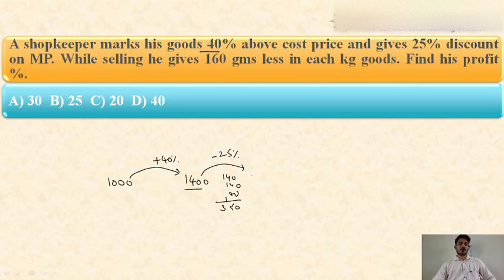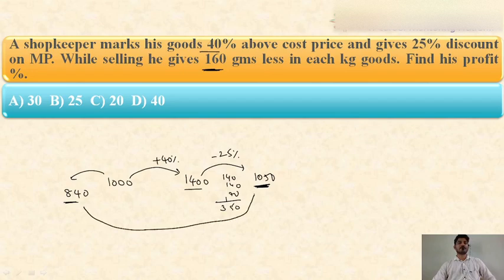So what are we getting here? We are getting 1050 grams here, but while selling to the customer he is giving 160 grams less here. What is the customer getting here? So the customer is getting 840 grams, but he is selling that he was giving 1050 grams, but the customer is getting only 840 grams here.